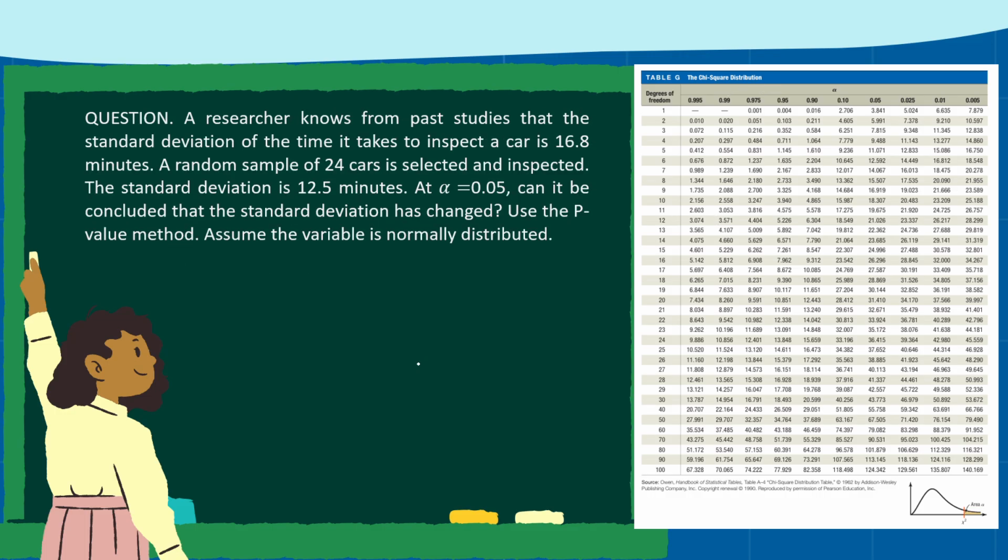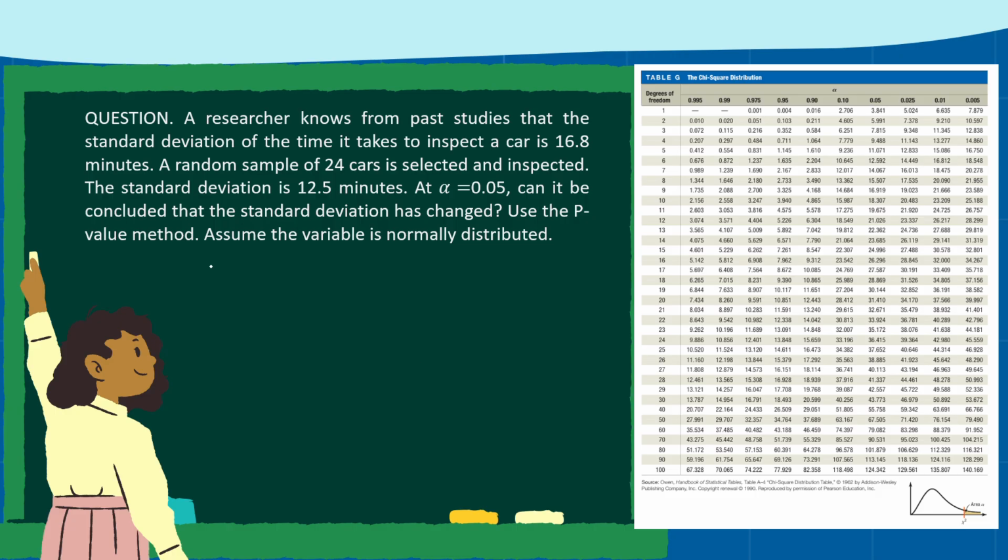So let's have a question. A researcher knows from past studies that the standard deviation of the time it takes to inspect a car is 16.8 minutes. A random sample of 24 cars is selected and inspected. The standard deviation is 12.5 minutes. At alpha 0.05, can it be concluded that the standard deviation has changed? Use the p-value. Assume that the variable is normally distributed.